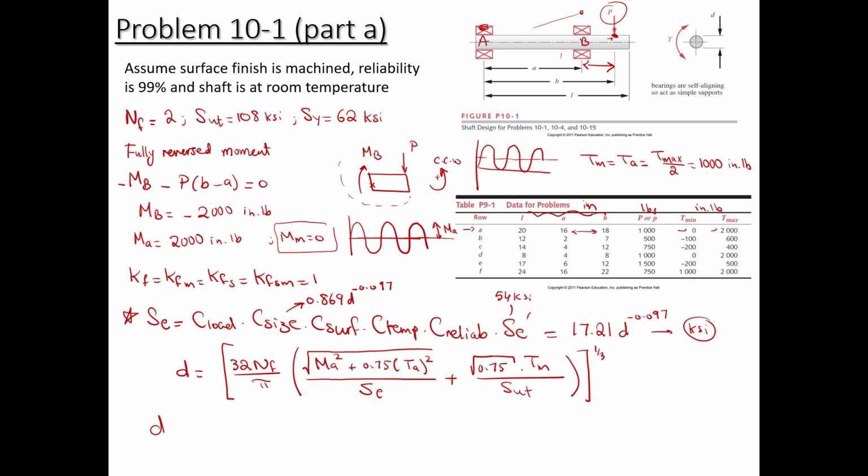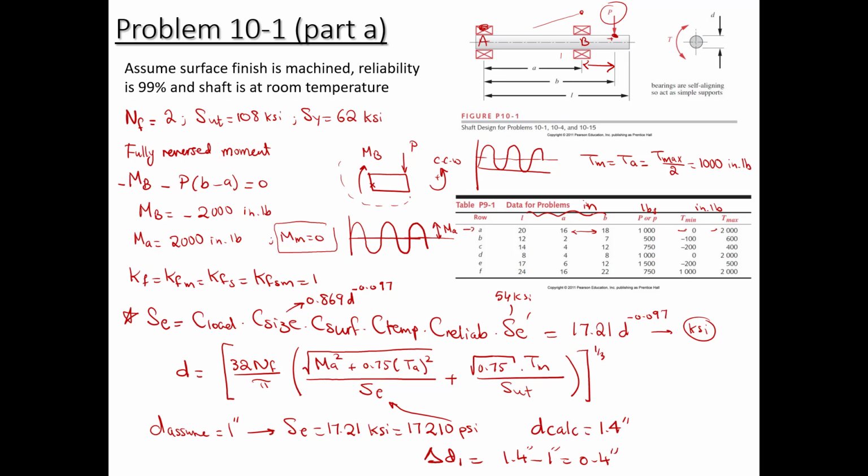We'll make an initial guess. That's the hard part. Make an initial guess for D. So I started with 1 inch, and then I evaluated my SE, which is 17.21 KSI, so it's 17,210 PSI. We will plug in all the values, and then we will find D calculated to be 1.4 inches. So my delta D1 is 1.4 minus 1, that's 0.4 inches.